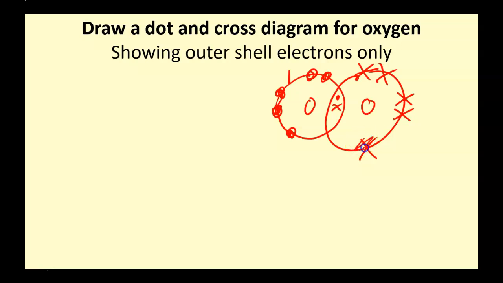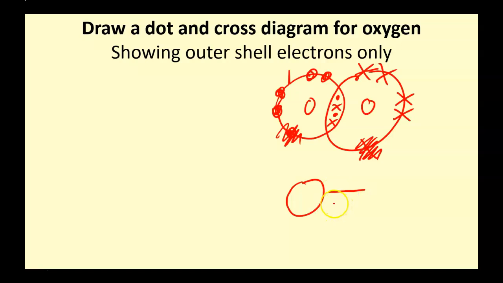So if we removed this electron from here, and this electron from here, we could put it in here like so. Now let's check: 1, 2, 3, 4, 5, 6, 7, 8. So it has a full outer shell of 8. From here, we could remember what a displayed formula looks like. Oxygen's in group 6, which means it forms 2 bonds.